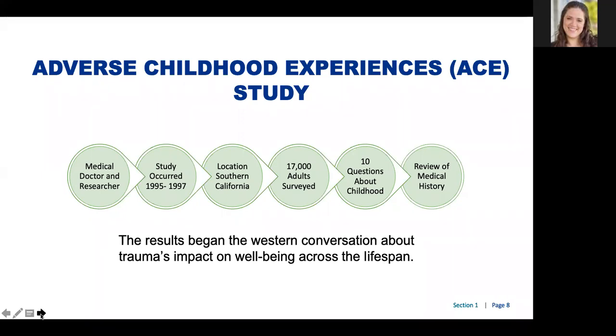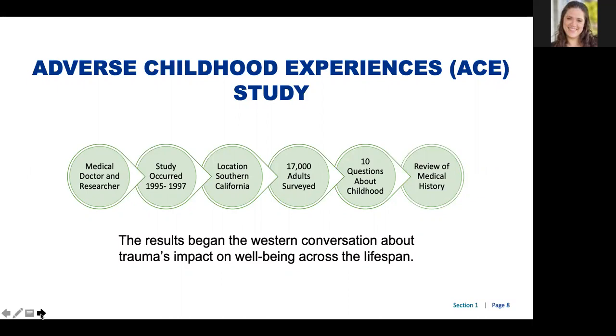So in comes Robert Anda, a researcher from the Center for Disease Control and Prevention, and they partnered to see if there was something to traumatic experiences in childhood having consequences in adulthood. It was a study that happened from 1995 to 96. They published in 97. They interviewed 17,000 adults in Southern California, and they asked 10 questions about their childhood. Each question was related to some type of adversity.